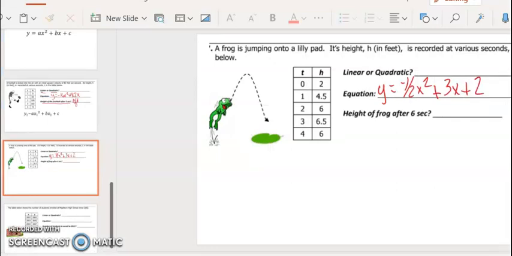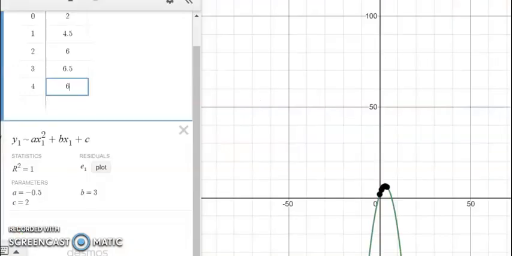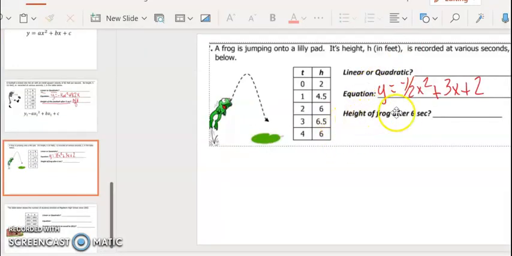And then it says its height is recorded in the table. So how high was the frog, or how long did it take the frog to get back to the ground? Let's answer that question. Oh, there's our question: the height of the frog after 6 seconds.